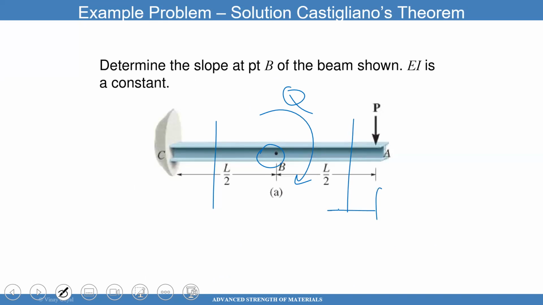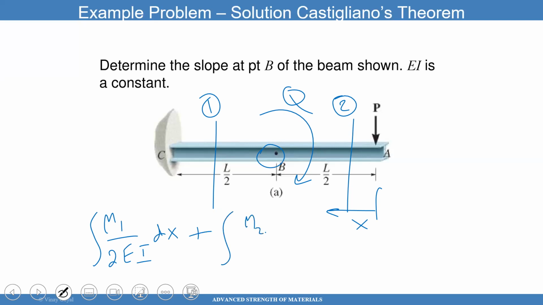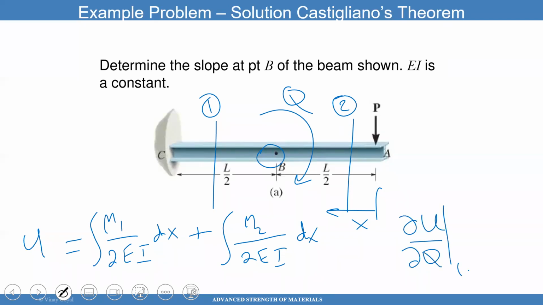I can make my coordinate system anywhere I want. I can put X there, right? And then I can calculate the energy here, number 1 and number 2. Once I get the energies, I can add them up, and the energies are going to be the integral of moment 1 squared over 2EI dx plus the integral of moment 2 squared over 2EI dx. Are you getting it? That's your strain energy. And then you take the derivative of U with respect to Q, set Q equals 0, and that gives you the slope theta. You got it?